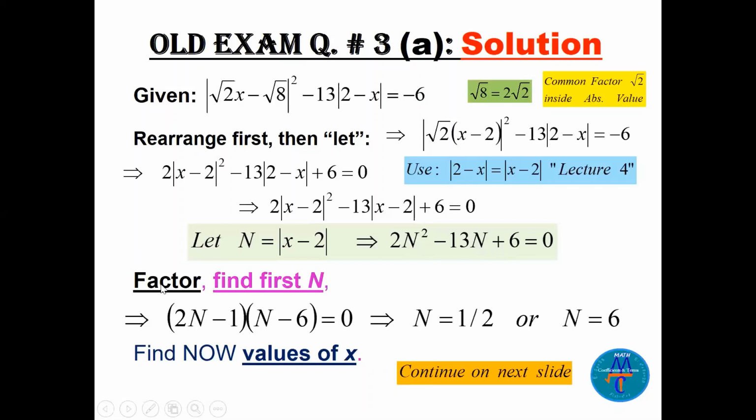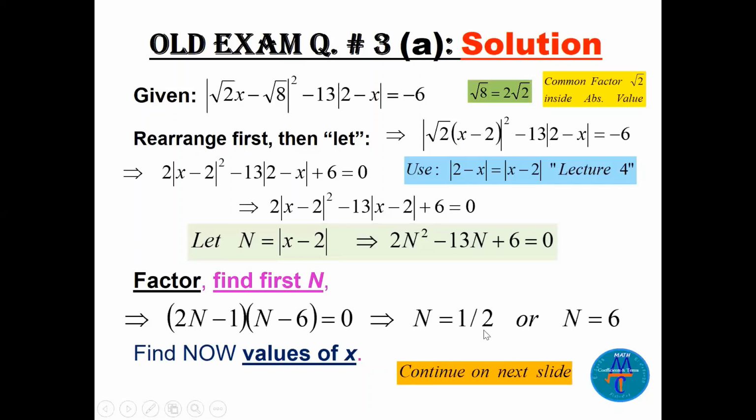Factor it. Now to factor this, you can use slide and divide. You can go back to lectures 10, 11 for factoring, or you can use trial and error. 2n minus 1, n minus 6. If you multiply, you get this one here. So n will be half or n will be 6.